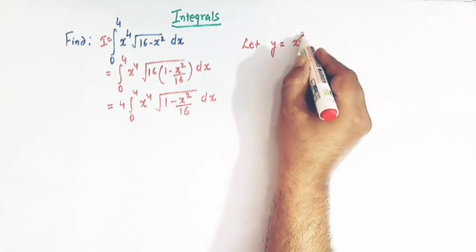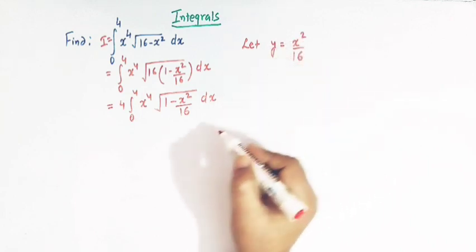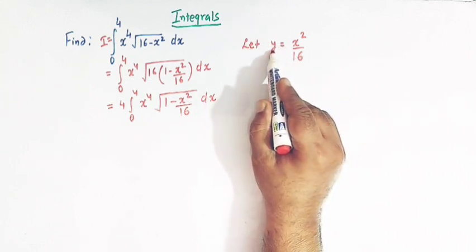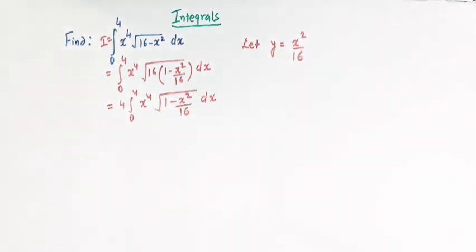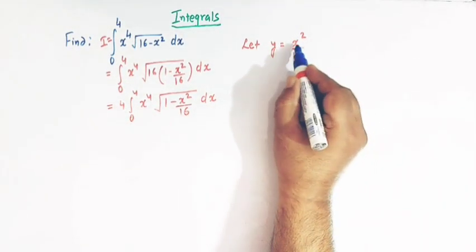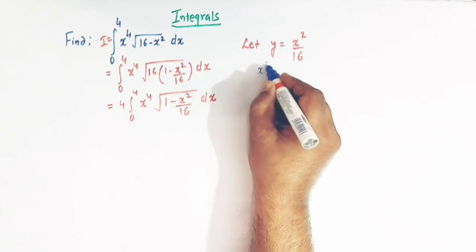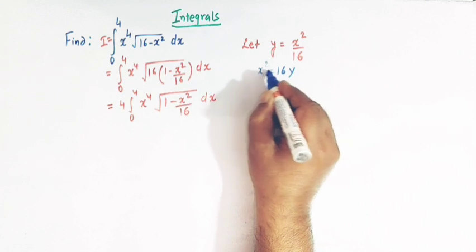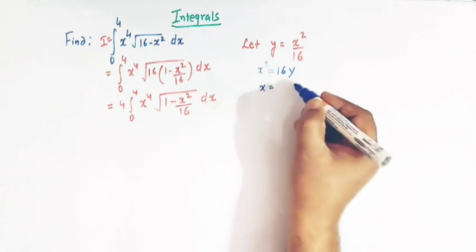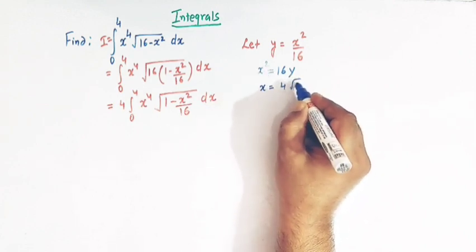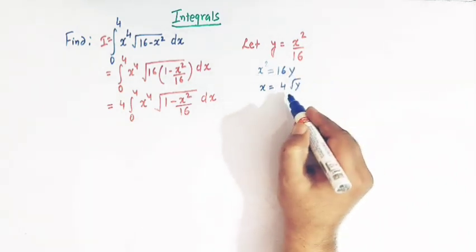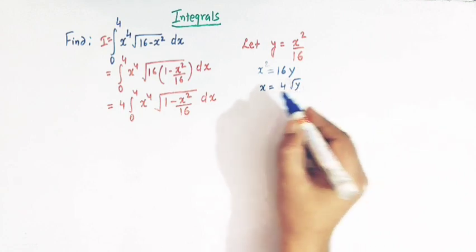Okay, so now we'll make use of the method of substitution, and we'll take y is equal to x square over 16, right? So we'll introduce a variable, that is y, which is equal to x square over 16. So now we can write x square is equal to 16y, and we can also write x is equal to 4 times square root of y, right? So taking the square root of 16y, we have 4 times square root of y, right?